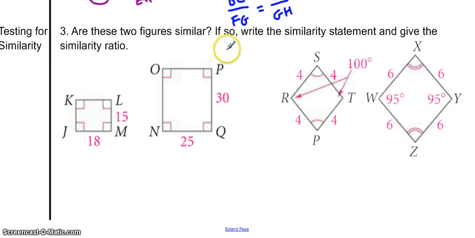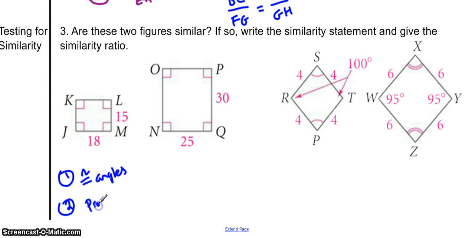Number 3, are these two figures similar? If so, write the similarity statement and give the similarity ratio. So let's take a look. To have similar figures, we have to have two things. Number 1, we have to have congruent angles. And number 2, we have to have proportional sides. So let's check to see if we have those things right now.